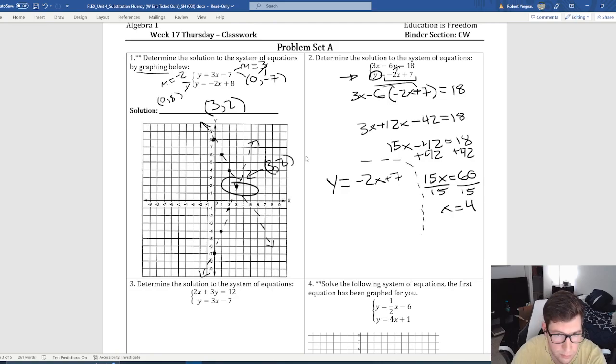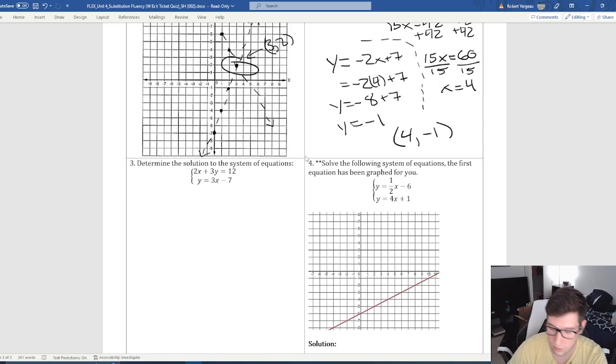I'm going to take this 4, plug that in. So we're going to have -2 times 4 plus 7. That means that y is going to be equal to -8, again, plus 7. Which means that y is equal to -1. Which means that my solution, and please make sure you're not switching these, is (4, -1), right? Because that's my x value, then -1.